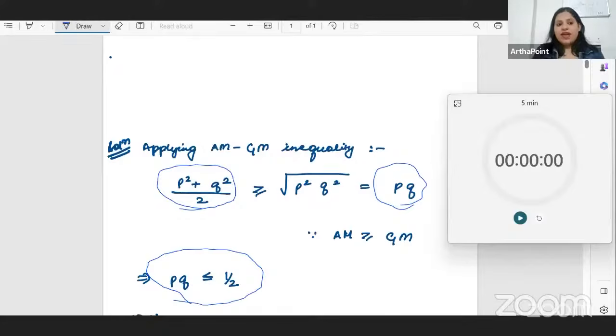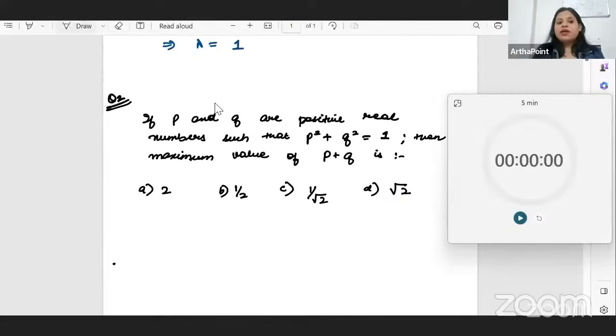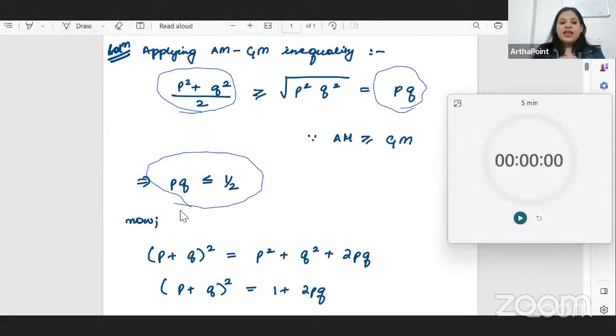So why have I got PQ less than or equal to half? Because it is clearly given to me, beta, that P square plus Q square is 1. So if P square plus Q square is 1, can I not just put 1 here instead of P square plus Q square? And if I put 1 here, I will just get this as 1 by 2. So what I will have is that 1 by 2 is greater than or equal to PQ.